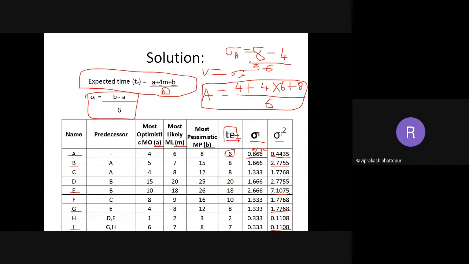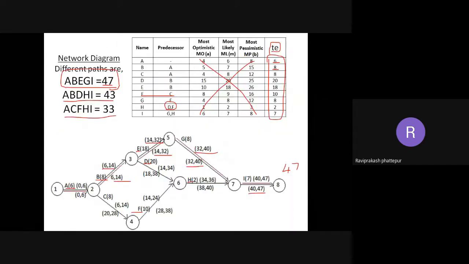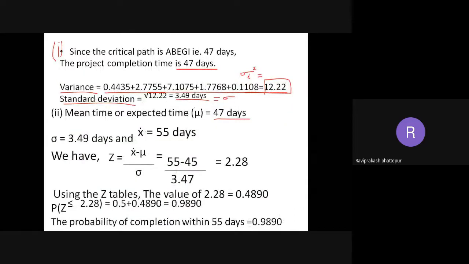Sorry, opposite, I'll explain there. Mu is 47 days, that is the mean. If you remember the bell curve, mu is 47 days. You can take down the bell curve. This is x bar, equal to 55 days. So 55 will be after 47.